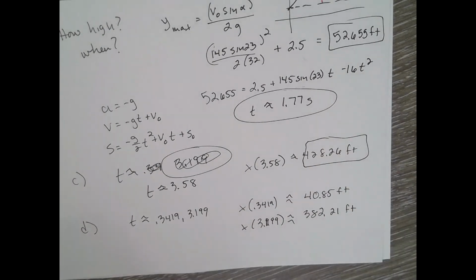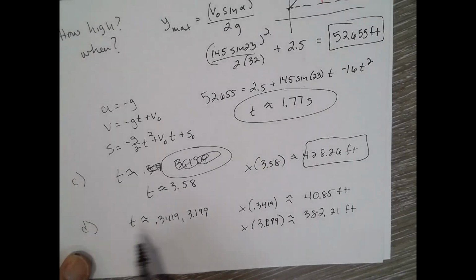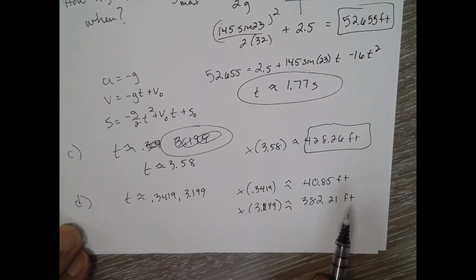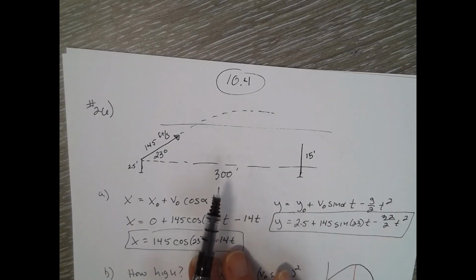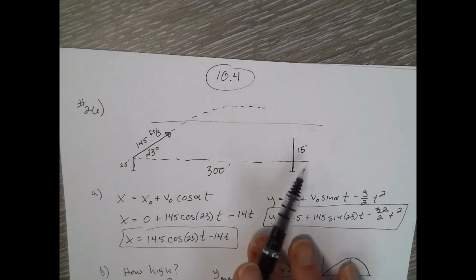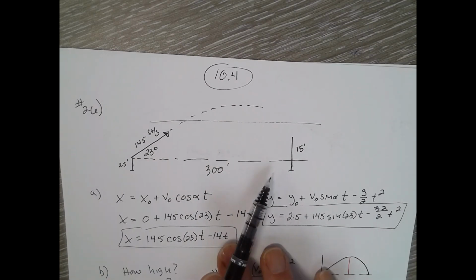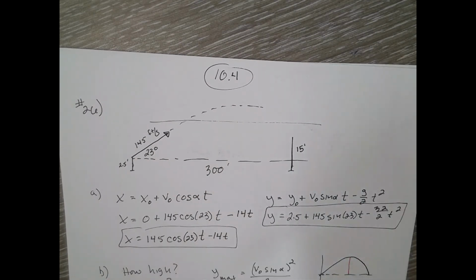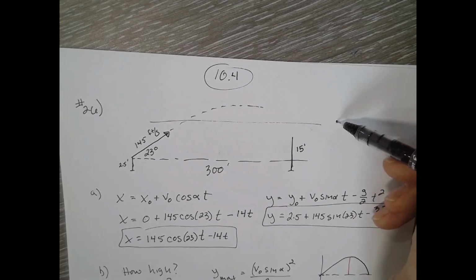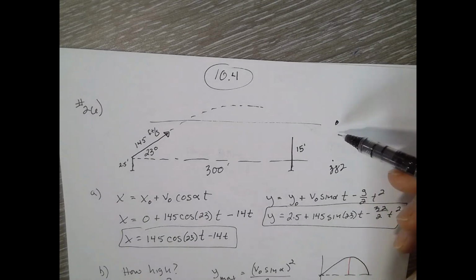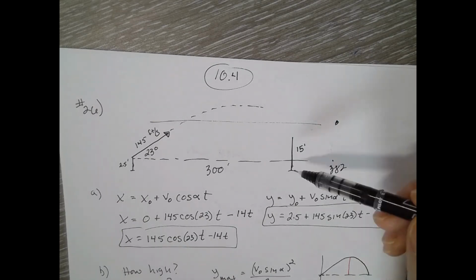And the last question, has the batter hit a home run? Well, we know in part D, these are the times in which it is 20 feet high. So it's 20 feet high at 382 feet. Our original scenario was a 15-foot fence 300 feet away. So it's gone to 382 feet somewhere over here, and it's still 20 feet high at 382 feet. So it clearly was a home run because it cleared this 15-foot wall.